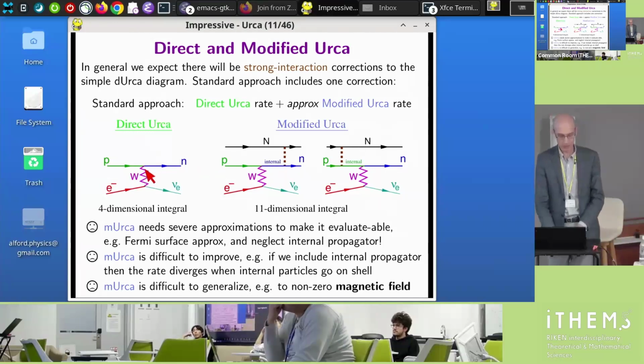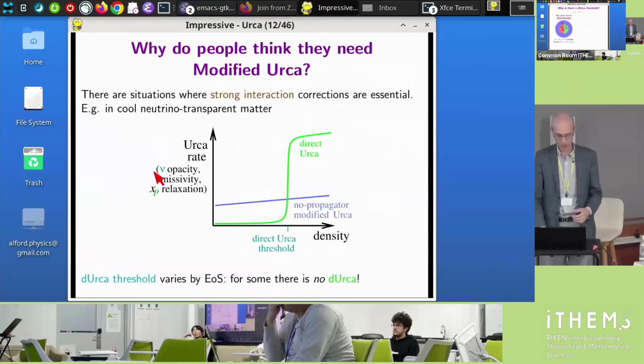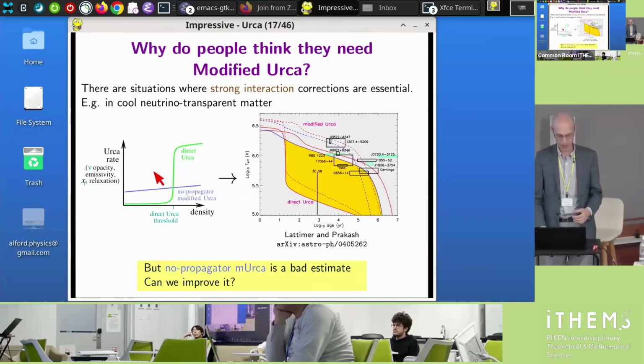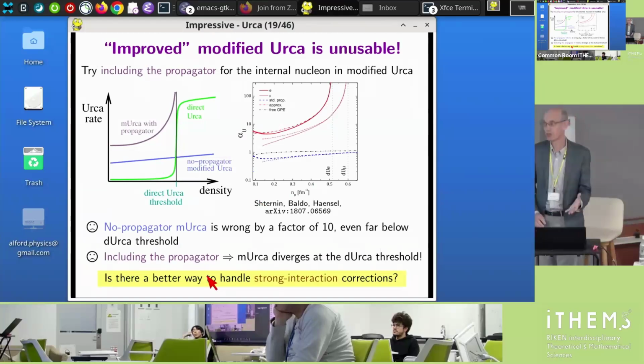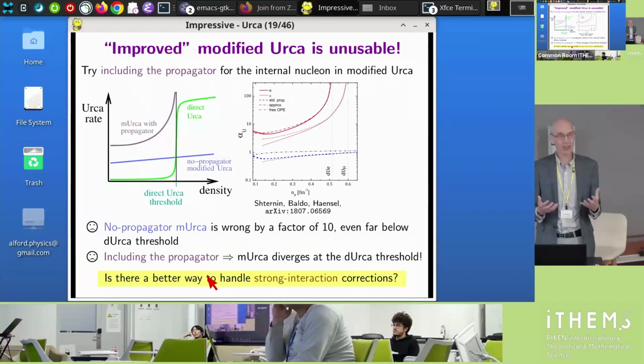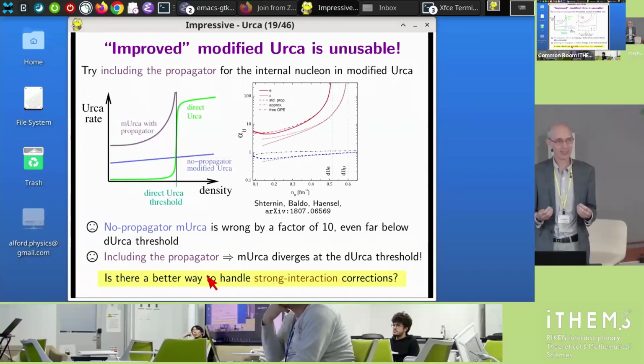will go on shell when you're in a regime where direct Urca can contribute, maybe due to thermal blurring for whatever reason. And so that's why you get this very unpleasant behavior: you include the propagator thinking you're doing a good thing and improving the calculation, and you get punished with a horrible divergence. So obviously there's something wrong with doing that, right? Obviously that's not the right way to handle this strong interaction correction. The physics is there, but how do we handle it correctly?